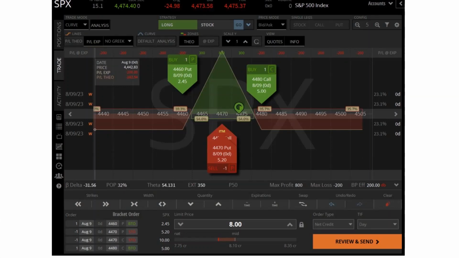Now, the third strategy is selling the same iron butterfly. We sell the 470 put and calls and buy the wings.